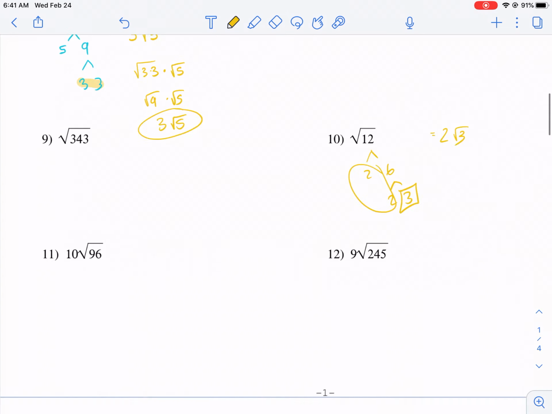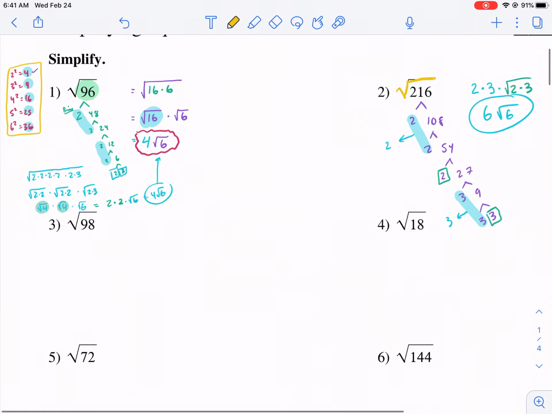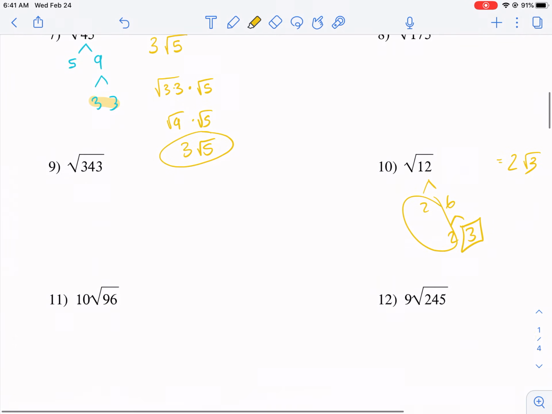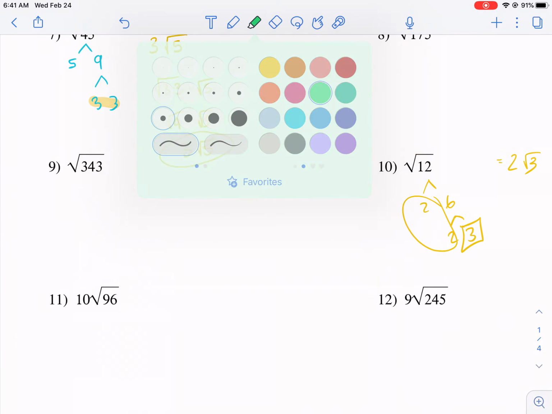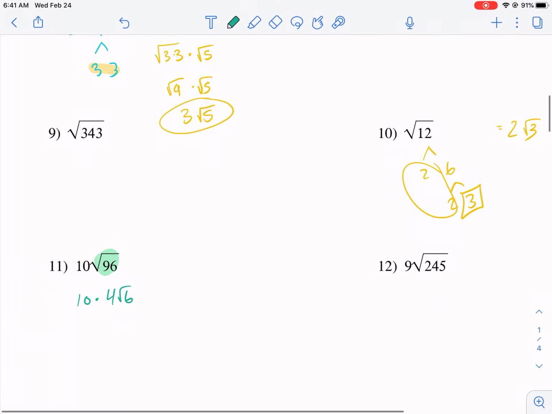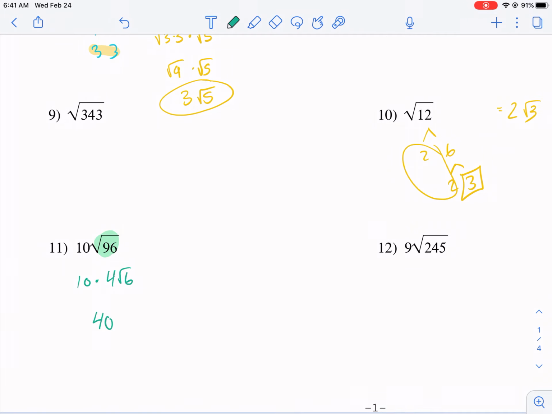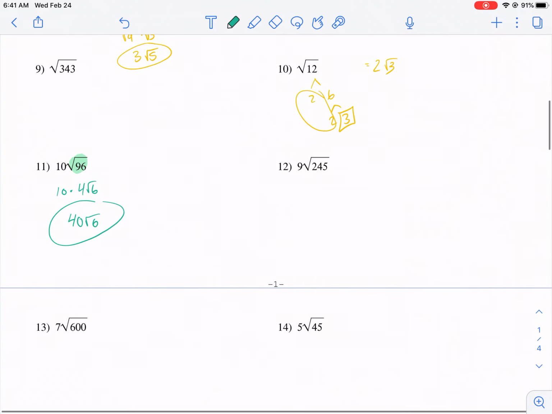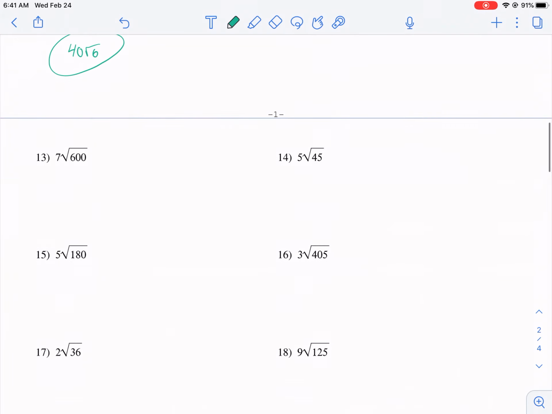What if there's something already in front? Well, we already knew that radical 96 is the same thing as 4 radical 6. So let me rewrite that. We had radical 96. That could be rewritten as 4 radical 6. But we still have this 10 out in front. So we have to multiply the 10. So we have 40 times radical 6, and that's all there is to that one, okay? Anytime you have a number already out in front, you just multiply it when it's done. All right.